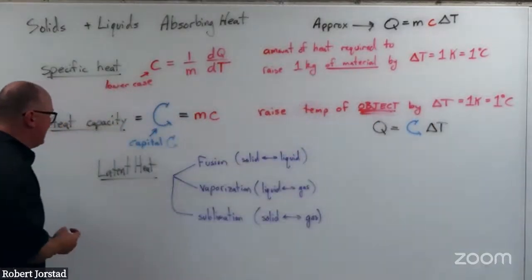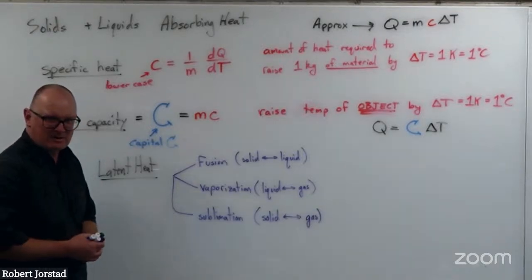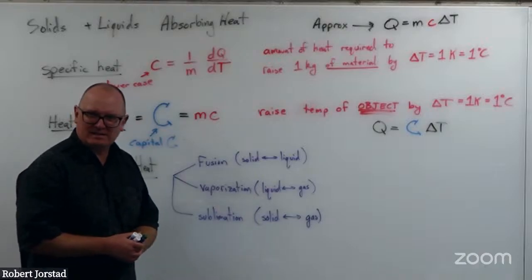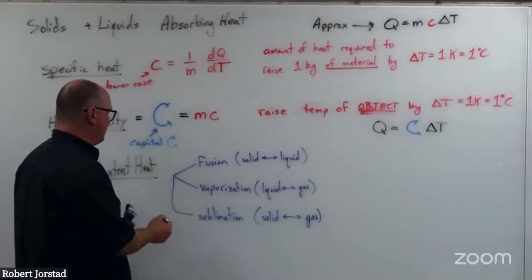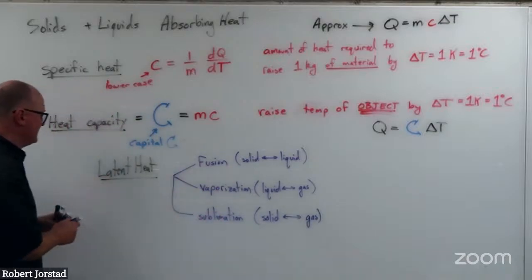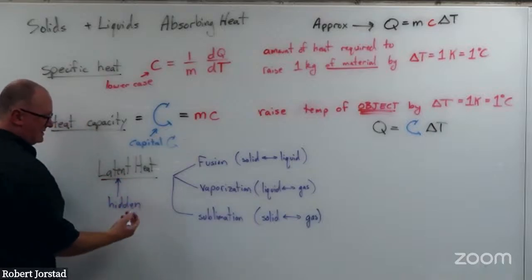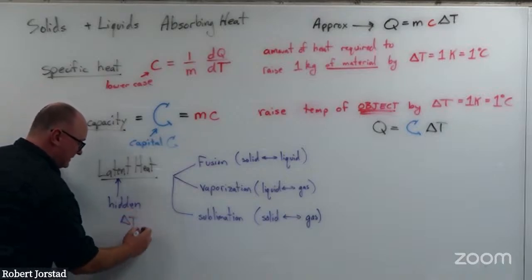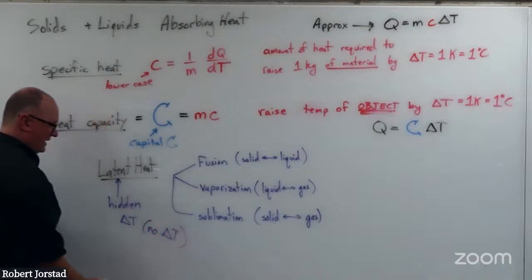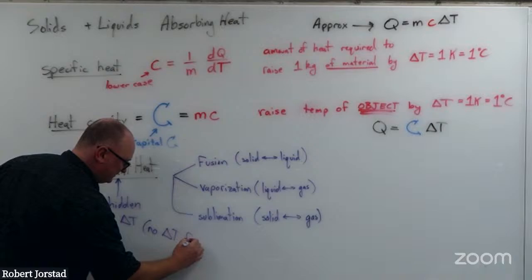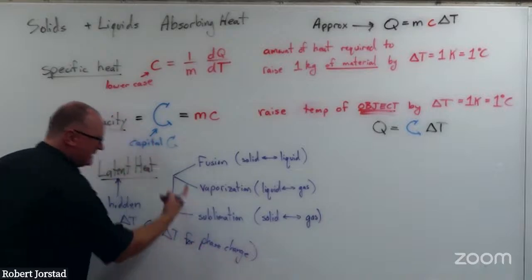Okay, now some things get a little bit trickier, such as ice, right? When you melt ice, you don't see the temperature change because you get this ice-water mix. So that's an example of a latent heat of fusion. Latent means hidden. And in this case, I mean hidden delta T. There's no delta T in a phase change, at least when we're talking about one of these phase changes.